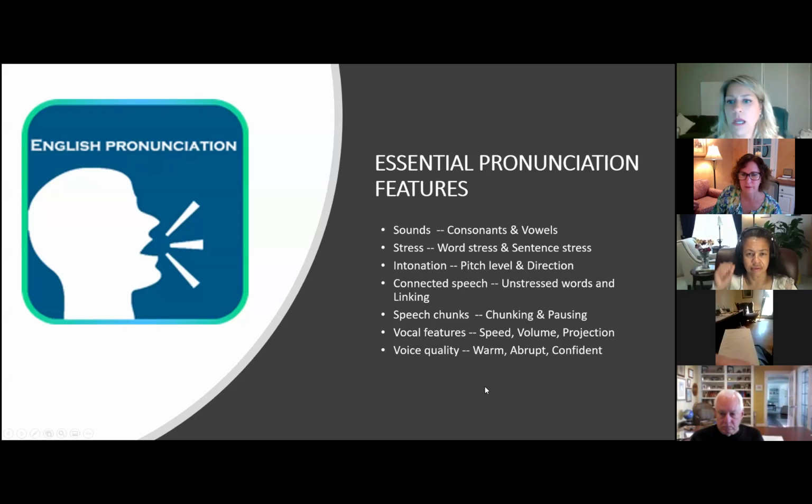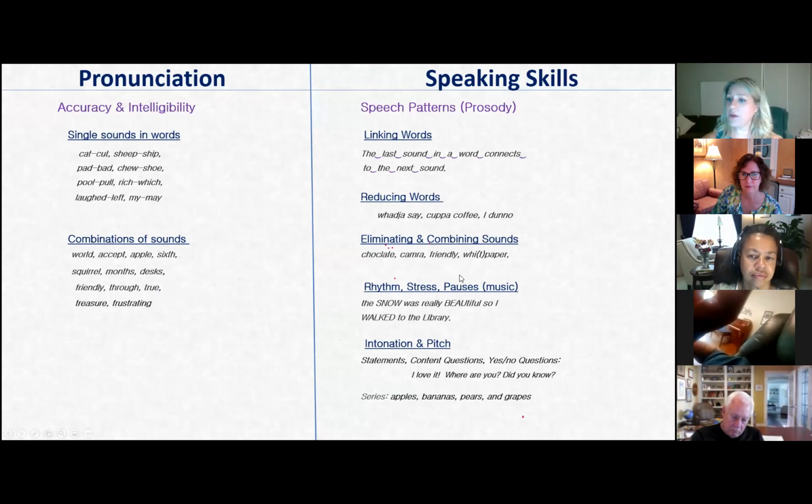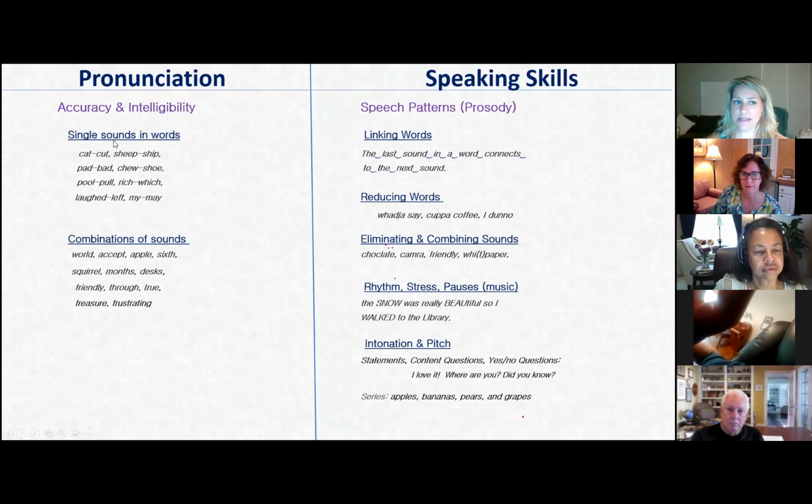Okay, got it. So the sound should go first and then the rest can come after that. Let me show you what I mean. So I kind of divide pronunciation into two areas, okay? I focus on the sounds first. So there's sort of accuracy of specific sounds.